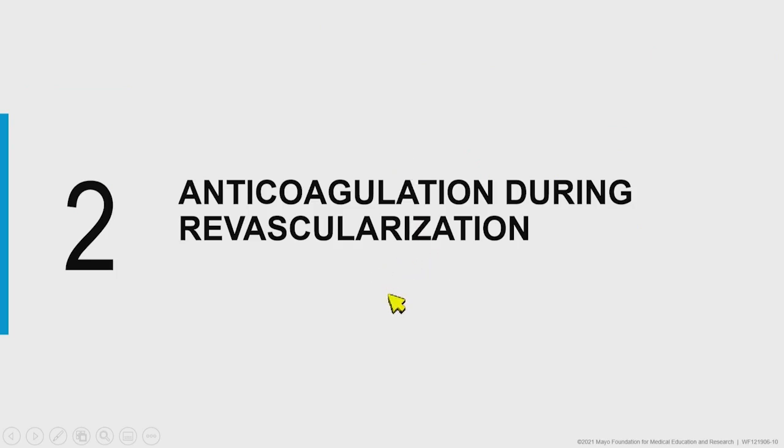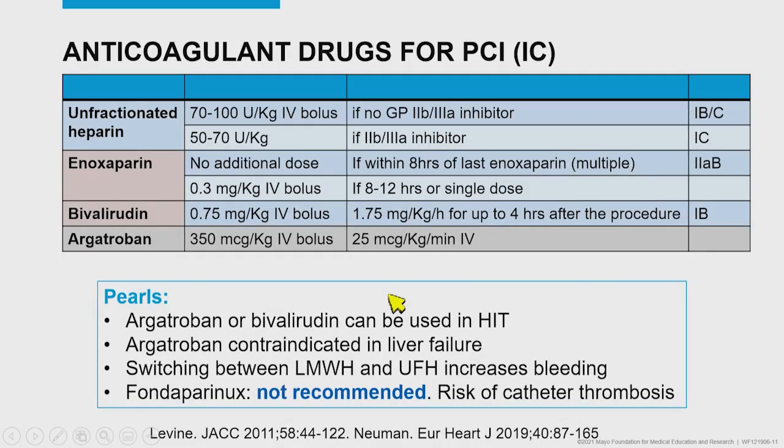So let's start with anticoagulation during revascularization. You will have all these tables in your syllabus, so I'm not going to go over all the dosing, but this is to remind you that we can use unfractionated heparin, enoxaparin, bivalirudin, or argatroban during PCI. Argatroban and bivalirudin can be used in patients with heparin-induced thrombocytopenia. Remember that argatroban is contraindicated in patients with liver failure, and bivalirudin we use with caution in patients with renal failure, but we can use it. It just requires a lower dose.